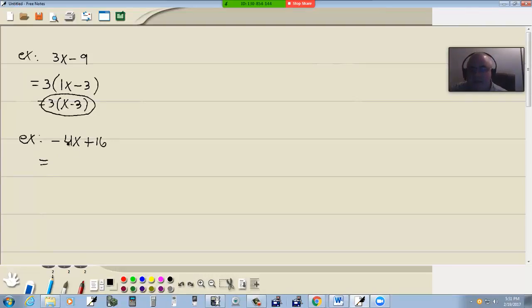I notice that they're both divisible by 4, and my first term's negative, so I'm going to factor out a negative 4. And remember, factor means to divide out. So negative 4 divided by negative 4 is 1, and then the x carries down. And 16 divided by negative 4 is negative 4. So we're going to have negative 4 times x minus 4.